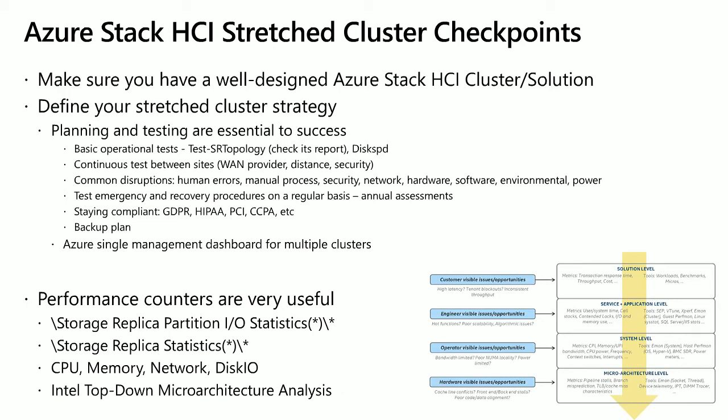Some key things that we do at Intel, based on my previous slide, we look at how the software behaves, how the workloads behave, and what we can do to optimize them. And if you're on the same path, if you're new to this, just look at some performance counters that Microsoft has natively for you: the Storage Replica partition IO statistics, Storage Replica statistics, obviously CPU, memory, network, disk IO, etc. And then at Intel, we have a top-down microarchitecture analysis where we look from a solution level at what the key pain points are, tying back to the key metrics and KPIs that we have to measure from an end customer perspective to see what we can do.